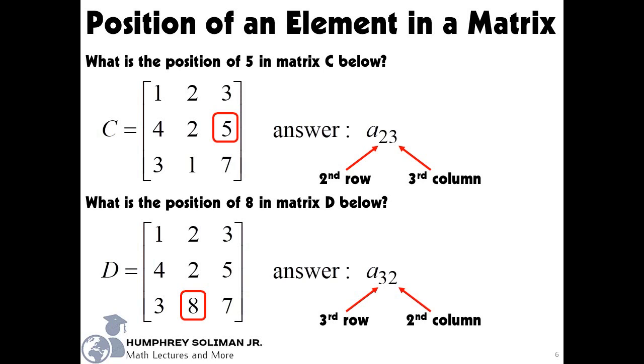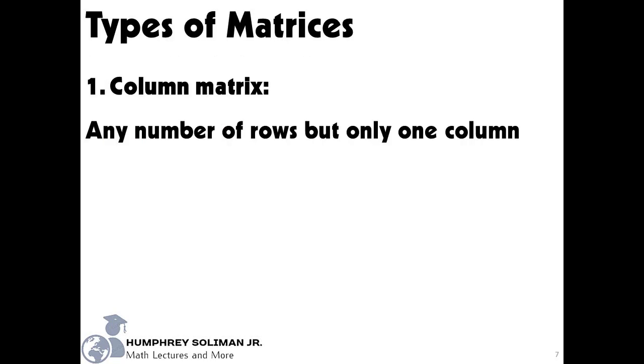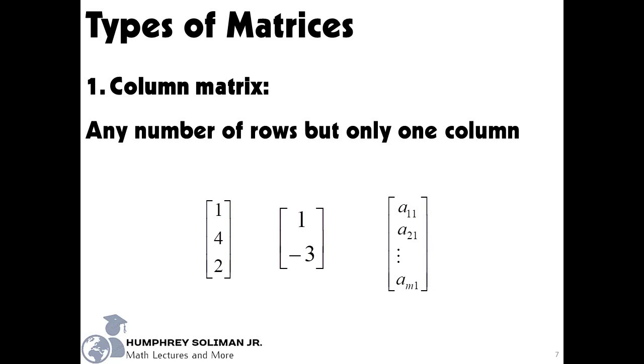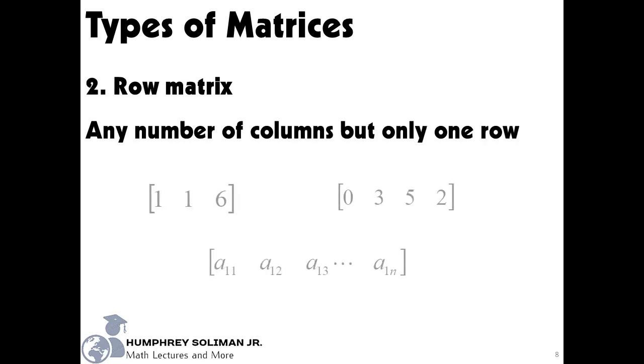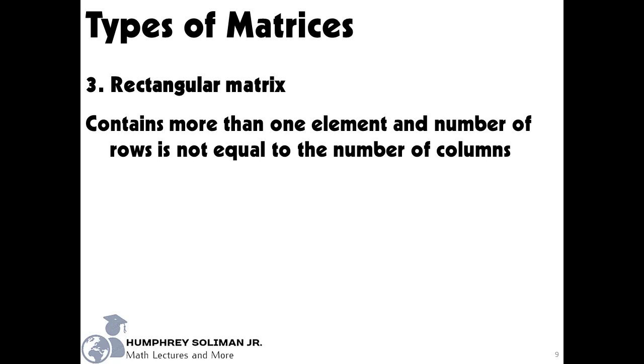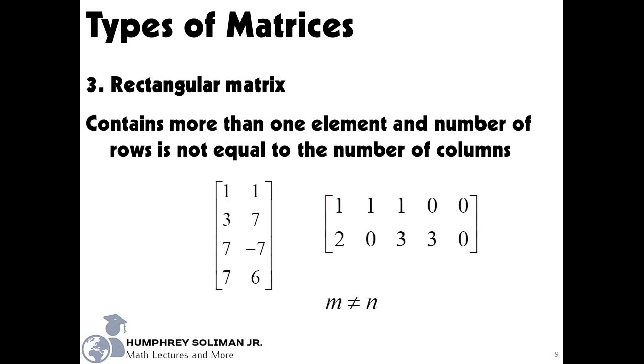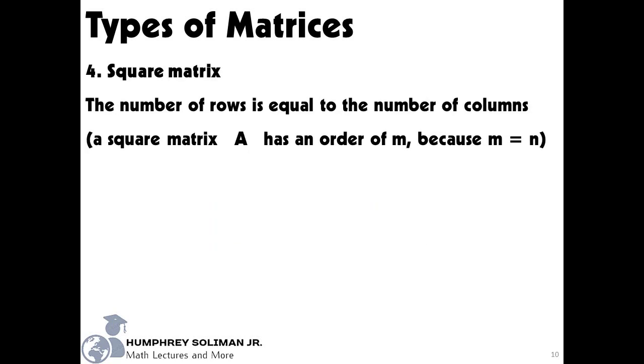Now, let me show you some types of matrices. Number 1, column matrix. It can have any number of rows, but only one column. Number 2, row matrix. It can have any number of columns, but only one row. Number 3, rectangular matrix. It contains more than one element and the number of rows is not equal to the number of columns. Number 4, square matrix.